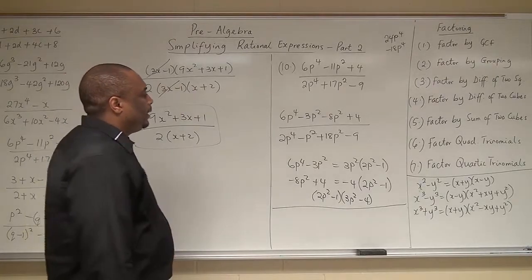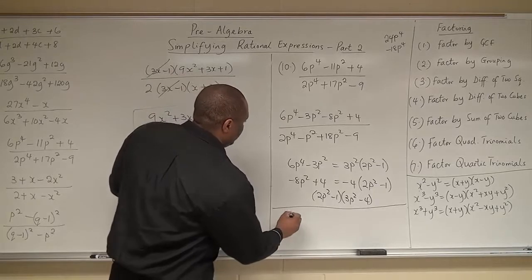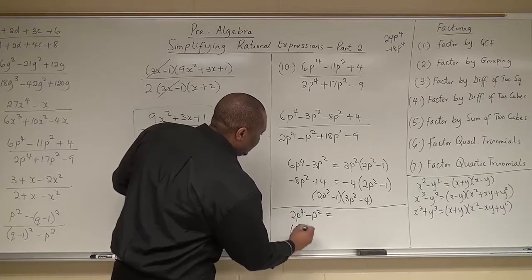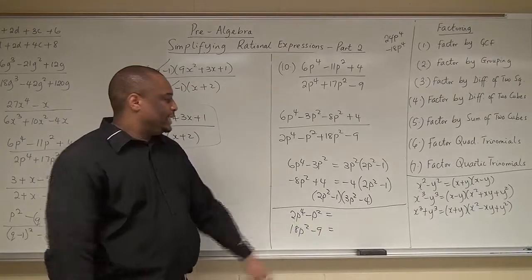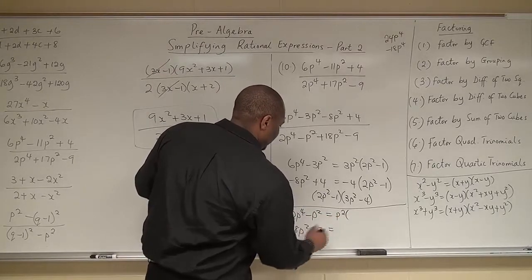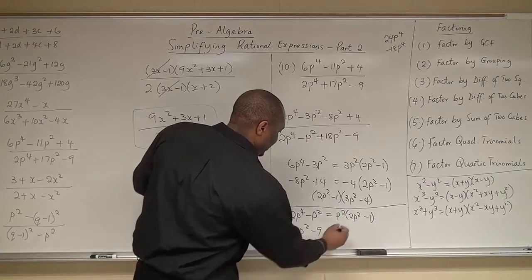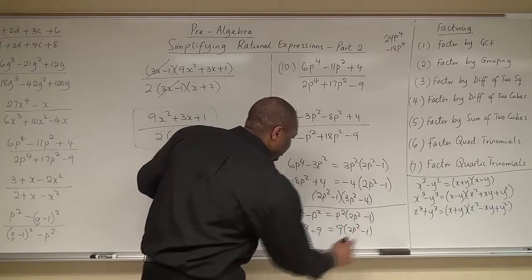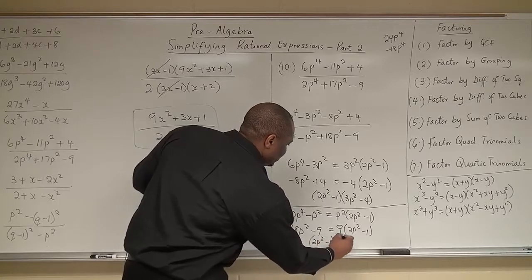Right? Then we do the denominator. We have 2p^4 - p^2, and we have 18p^2 - 9. We don't have any leading negative, so that's fine. What do we have here? p^2 is the GCF. What is remaining? 2p^2 - 1. What of here? 9 is the GCF. 2p^2 - 1. So what we got now, we have (2p^2 - 1)(p^2 + 9).